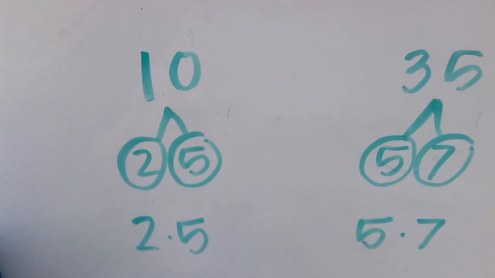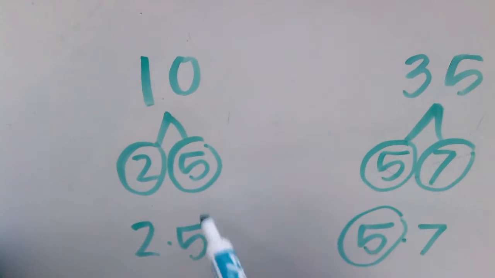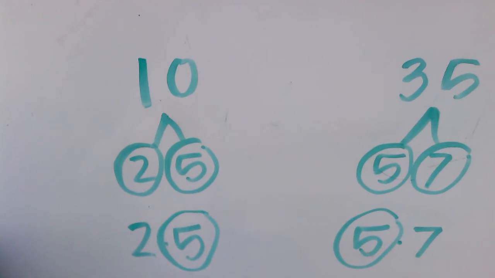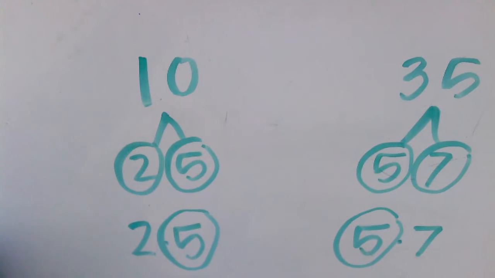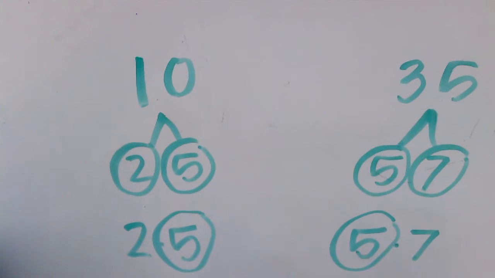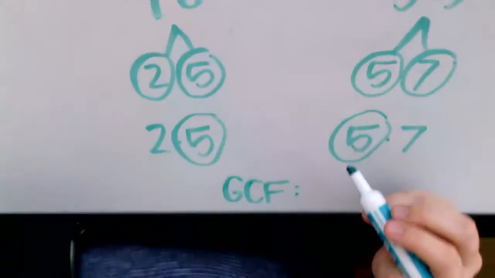Now I need to figure out what they have in common. The only thing they have in common is 5. I'm not going to multiply these together like in the last example because there is only one of them listed for each of them. So my GCF of 10 and 35 is going to be 5.